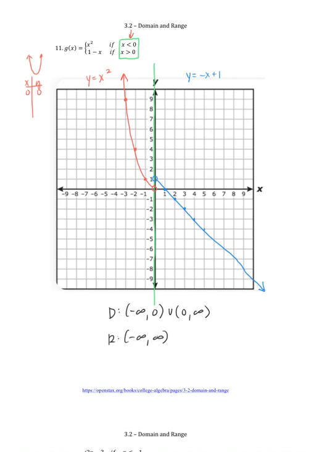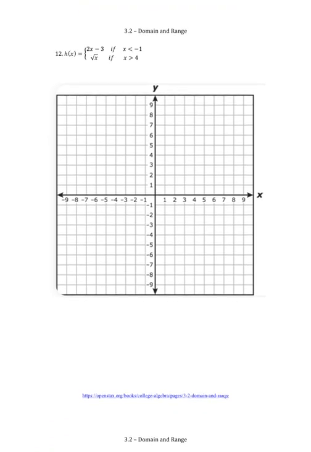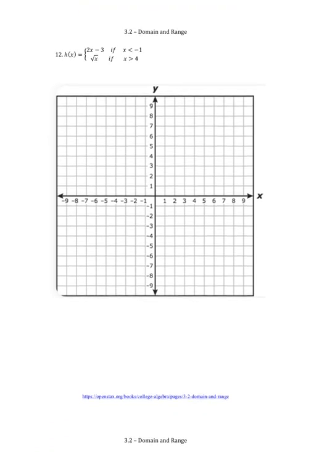All right, so let's look at the next one. Number 12. So here we have 2x minus 3 if x is less than -1, and square root of x if x is greater than 4. So notice our boundary points here are different, right? We have a -1 and we have a 4. So I'm going to go ahead and draw 2 green lines.